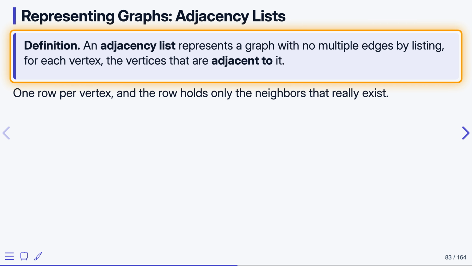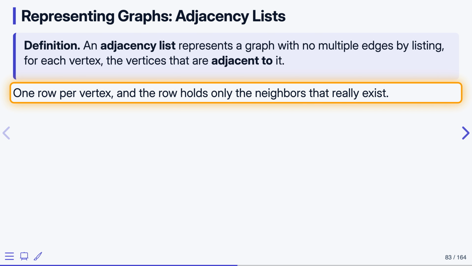Let's look at adjacency lists. An adjacency list is short and simple. We make 1 row for each vertex. In that row, we write the vertices next to it. Nothing else is stored. That is why this way is good for a graph with few edges. We only write down the connections that really exist. Notice the small condition in the definition. The graph must have no multiple edges, because a plain list of names cannot say how many lines there are.